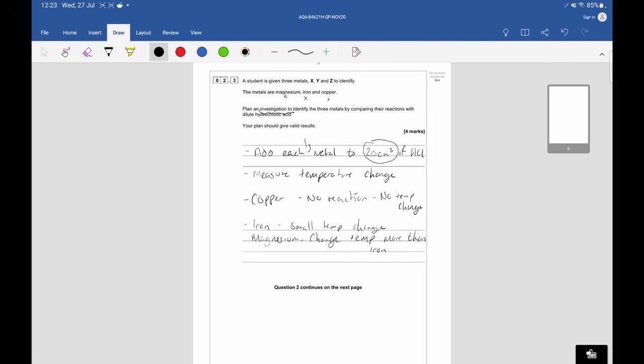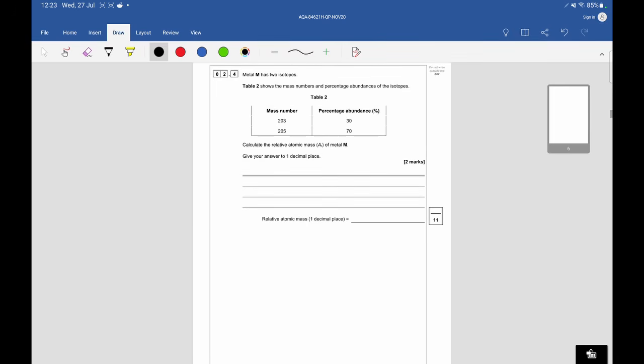So I've planned the investigation. So I'm going to add 1 gram of each metal to 20 centimeters cubed of hydrochloric acid by comparing their reactions, and we should give valid results. So you literally have to tell them what the results would actually be as well.